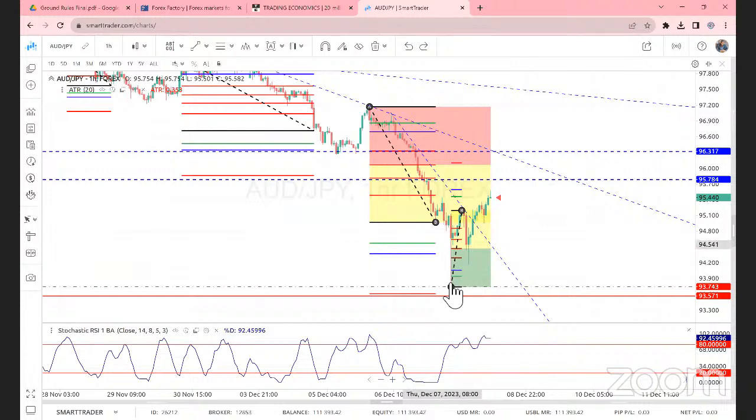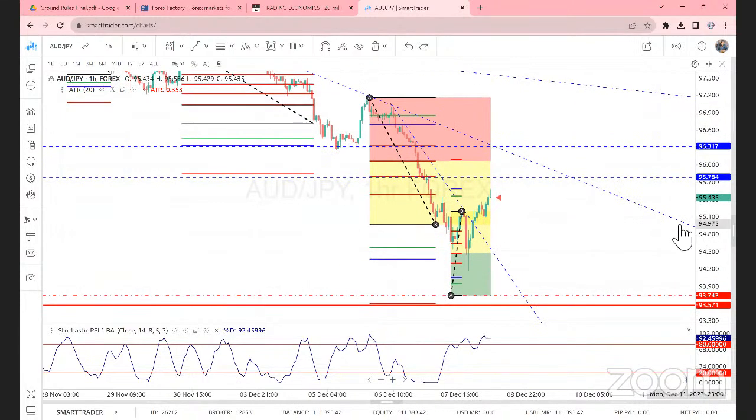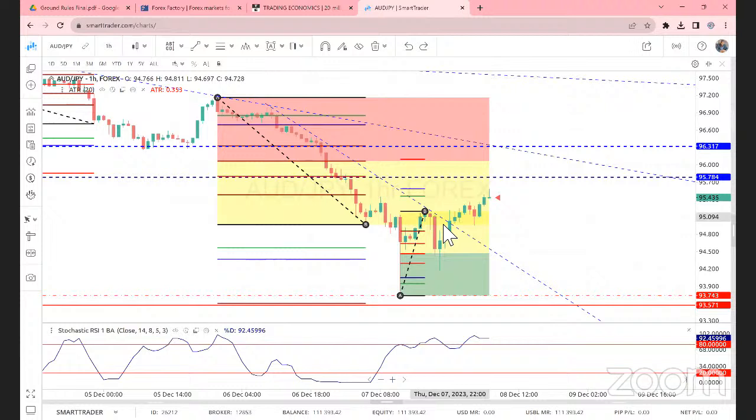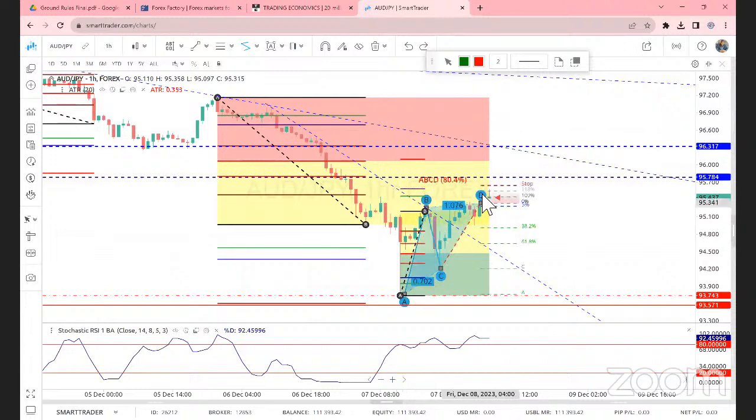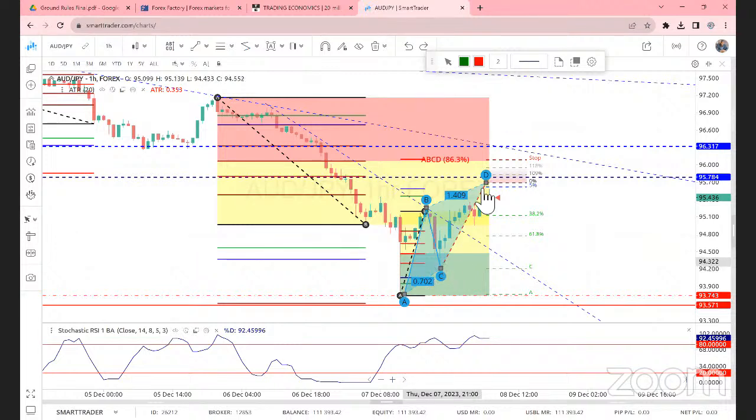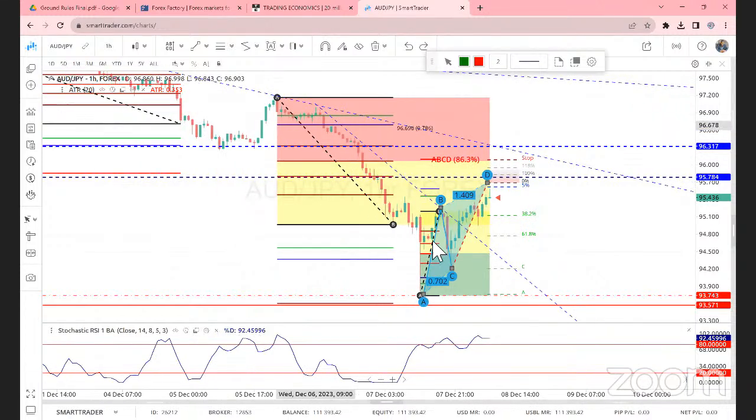So you can see here on a 1 hour where it pushed down, tested that 93.74 level. And then we've got a nice ABCD wave moving back. A, B, C, D, right? So we've got a 61.8 pullback. We're eventually looking for that D extension to be hit, but we're going to run into TP1 before that D extension, so we won't be greedy there. All right, so that's the Aussie yen on an upward swing.